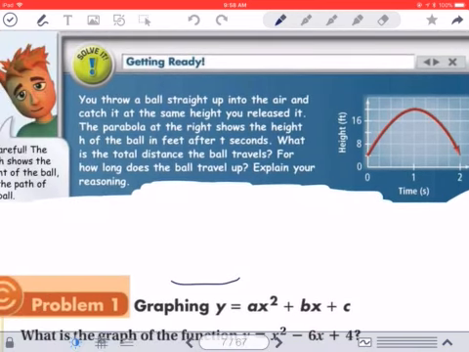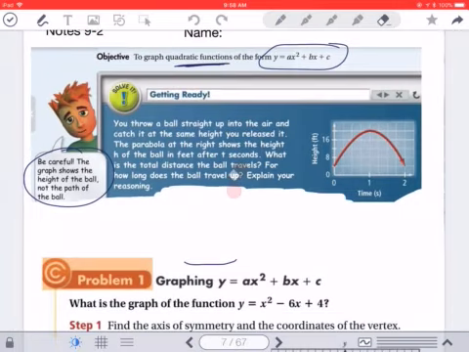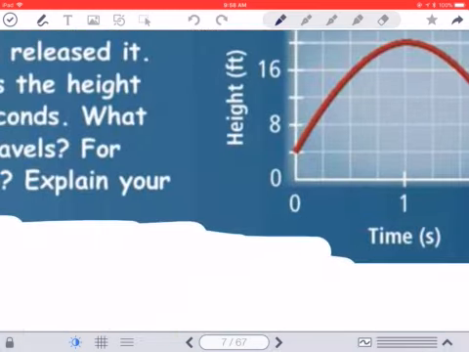Okay, take note of this part over here where it says be careful. And pause the video, see if you can answer these questions. And this has a lot to do with later on in the chapter. Okay, so assuming you pause the video, it says you throw a ball straight up in the air and catch it the same height. So this is 4 feet right here.